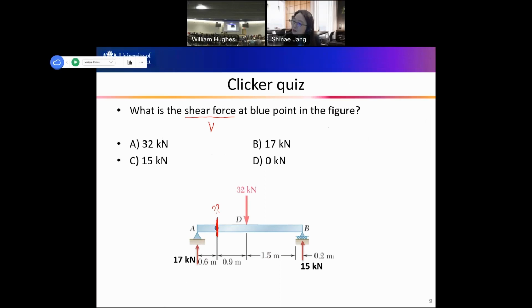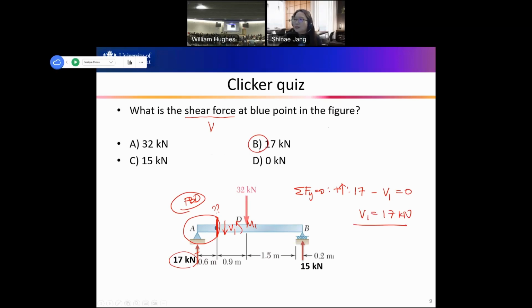So if we cut here, and then think about the equilibrium of the left side member section, right? And then plot the free body diagram, right? And then free body diagram, what is free body diagram? We include the reaction here, and then what is V1, and then M1 for the left hand cut section, right? And then solve Fy equation, right? And if upward is positive, then we have 17, and then V1 equals to 0, right? So then V1 is 17 kilonewton. So B is correct, right?